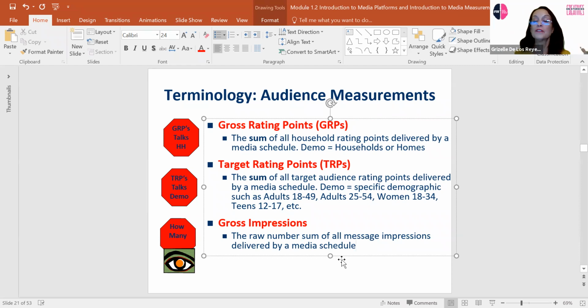The only difference between a GRP and a TRP, even though both are the sum of all those ratings, is that in GRP you're using homes as a demo, and in TRPs you're using everything else. And then gross impressions is when you add all your impressions, regardless of whether they're target impressions or homes. It's still gross impressions.